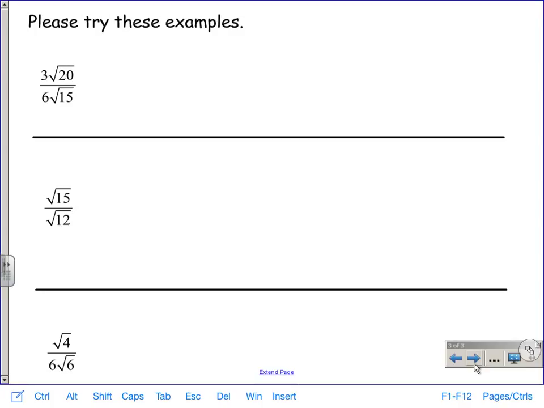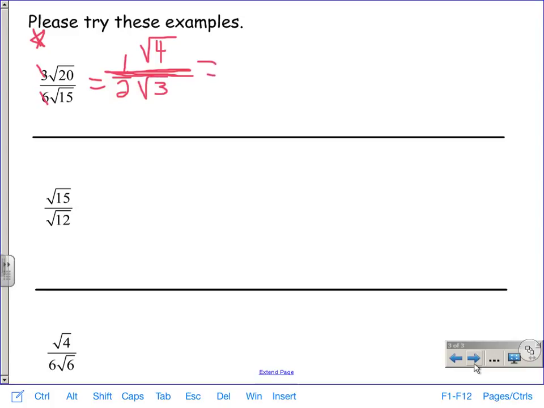Now I'd like you to try some of these examples. The first thing I would do with the first one, though, I would note, is I would do some simplification before I started going ahead and rationalizing the denominator. In this situation, I see I have a 3 and a 6. Those reduce down to 1/2. And then I have radical 20 over radical 15. So they're both divisible by 5. Radical 20 divided by 5 becomes radical 4. And radical 15 divided by 5 becomes radical 3.